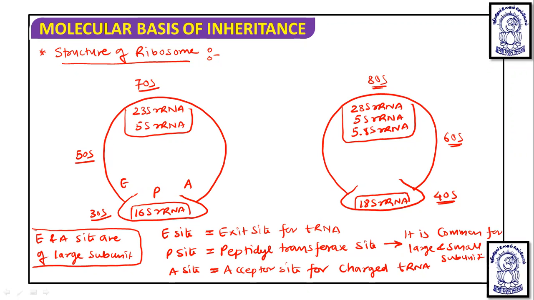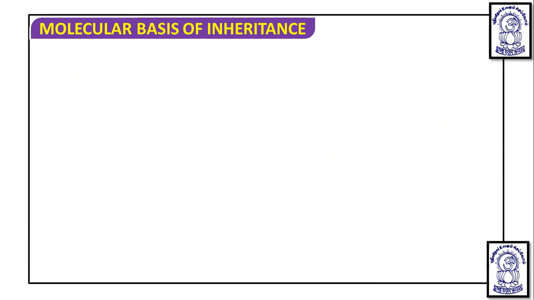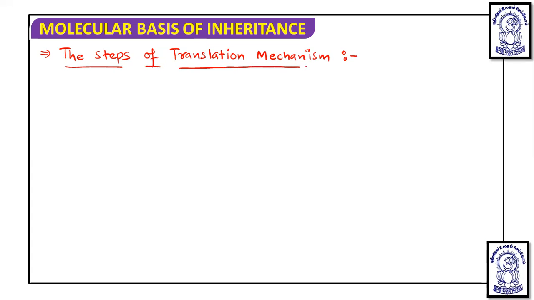Now we are going to discuss the process of translation. When we talk about the mechanism of translation, or the steps of the translation mechanism, the first step we are going to discuss is the activation of amino acid.